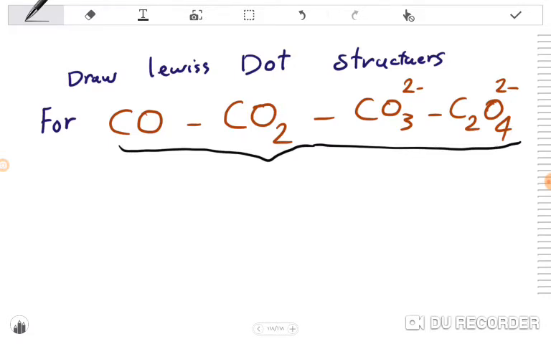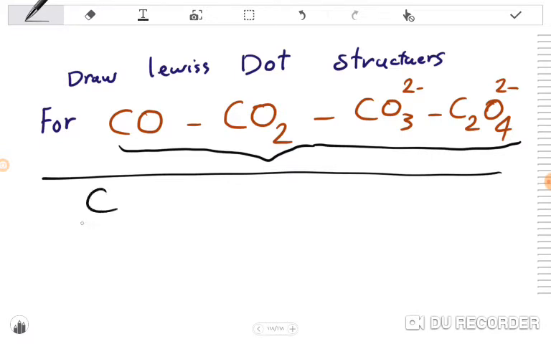In the first, I began from carbon monoxide, carbon dioxide, carbonate, and oxalate. In this lesson, I will draw Lewis dot structures for these compounds. In the first step, I know the carbon atomic number is 6 and the oxygen atomic number is 8.